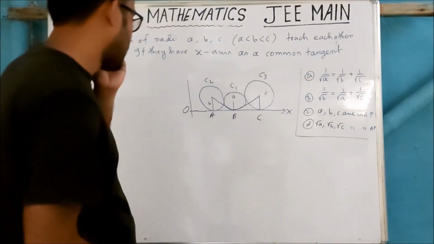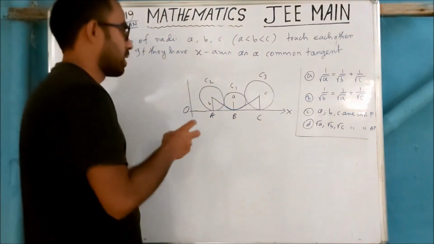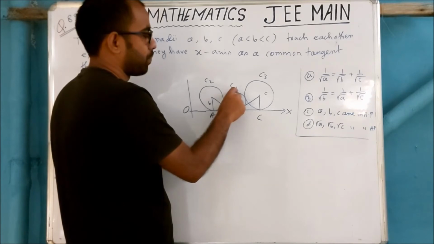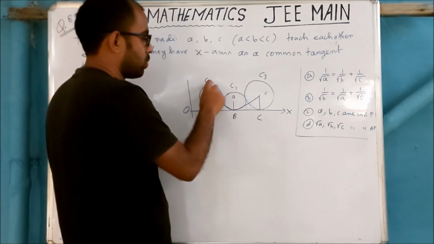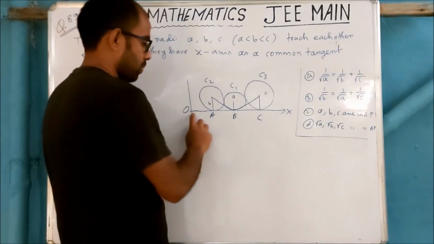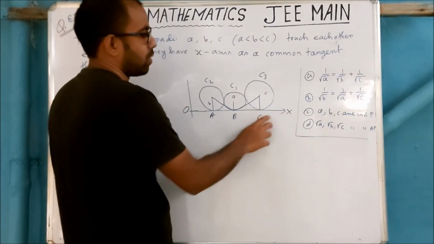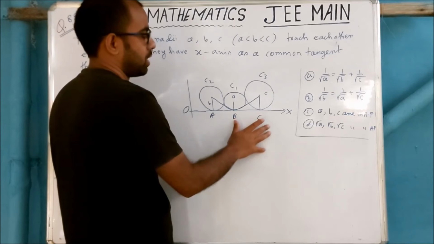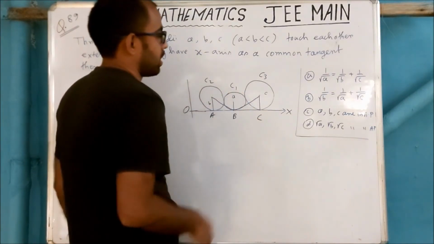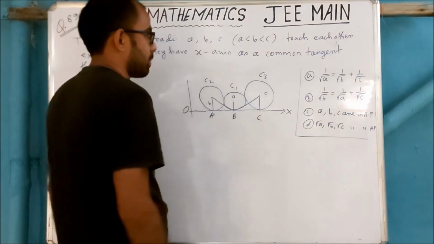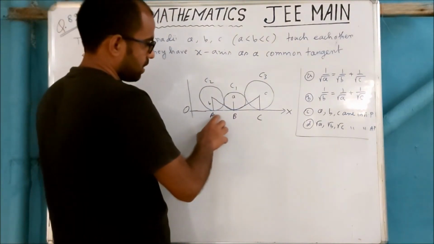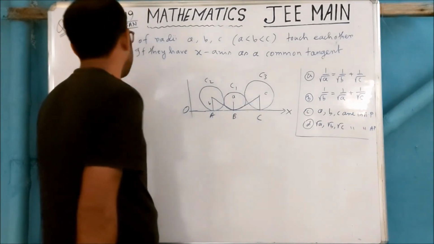So when we consider three circles, this is C1 with this center and radius A. This is the circle C2 with radius B. This is the circle C3 with radius C. And we see that OX is the line which is the common tangent, and these three circles touch externally at this point and this, and these three circles touch the axis at A, B, C respectively.